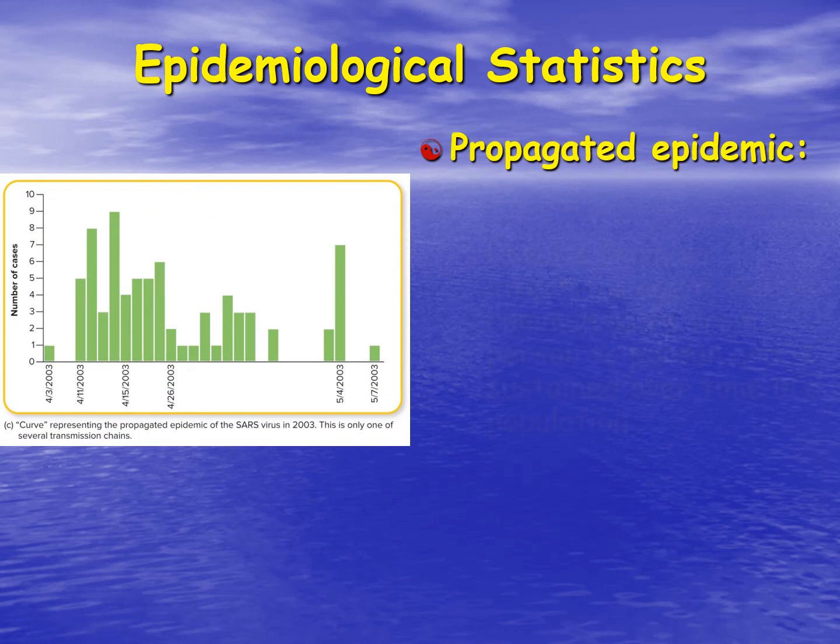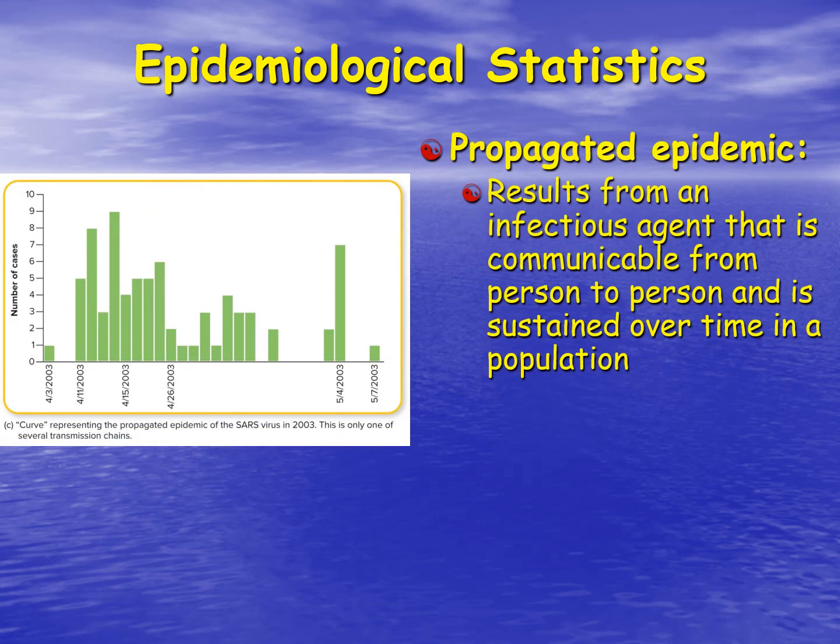A propagated epidemic results from an infectious agent that is communicable from person to person and is sustained over time within a population. So, right now, our coronavirus is a propagated epidemic. This also shows the other coronavirus that was in 2003, and that is the SARS virus. And what we found was this was going from person to person over a period of time within the population.